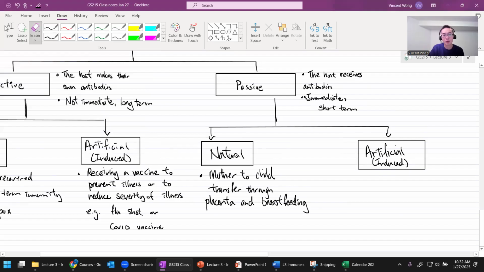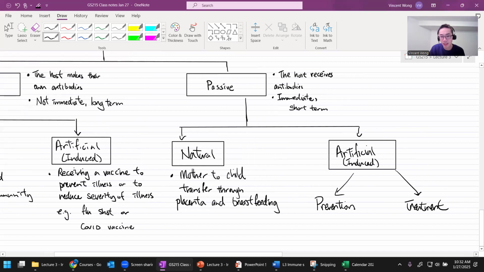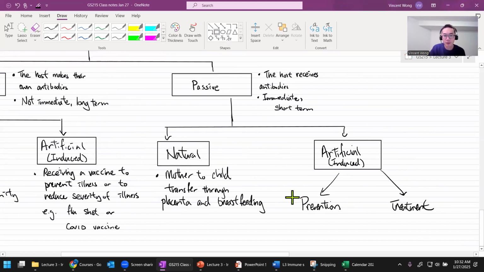Okay, so artificial passive immunity. Depends what you want to do. We can use it for prevention or we can use it for treatment. Okay, let's do prevention first.